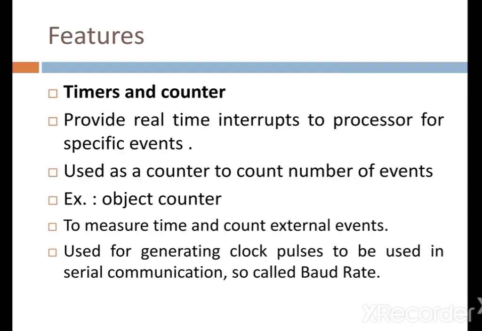Then timer and counter. Timer and counter provide real-time interrupts to the processor for a specific event, and timer and counter are also used as a counter to count the number of events, for example an object counter. It is also used to measure time and count external events. And timer and counter generate clock pulses, and this clock pulse is used in serial communication. It is called baud rate, that means bits per second.